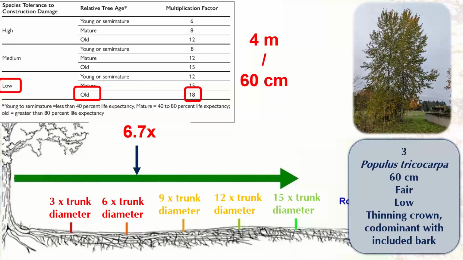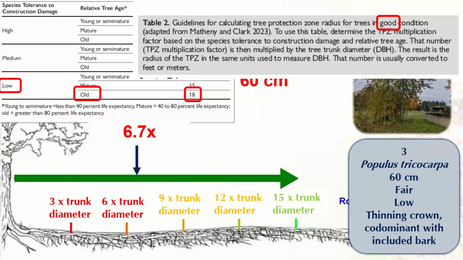And even more than that, if you look at the best management practices and you read what it says for table 2, it says that these multiplication factors are really designed for trees in good condition. And so for a tree in fair or poor condition, you might even want a bigger tree protection zone if you're trying to save those trees.